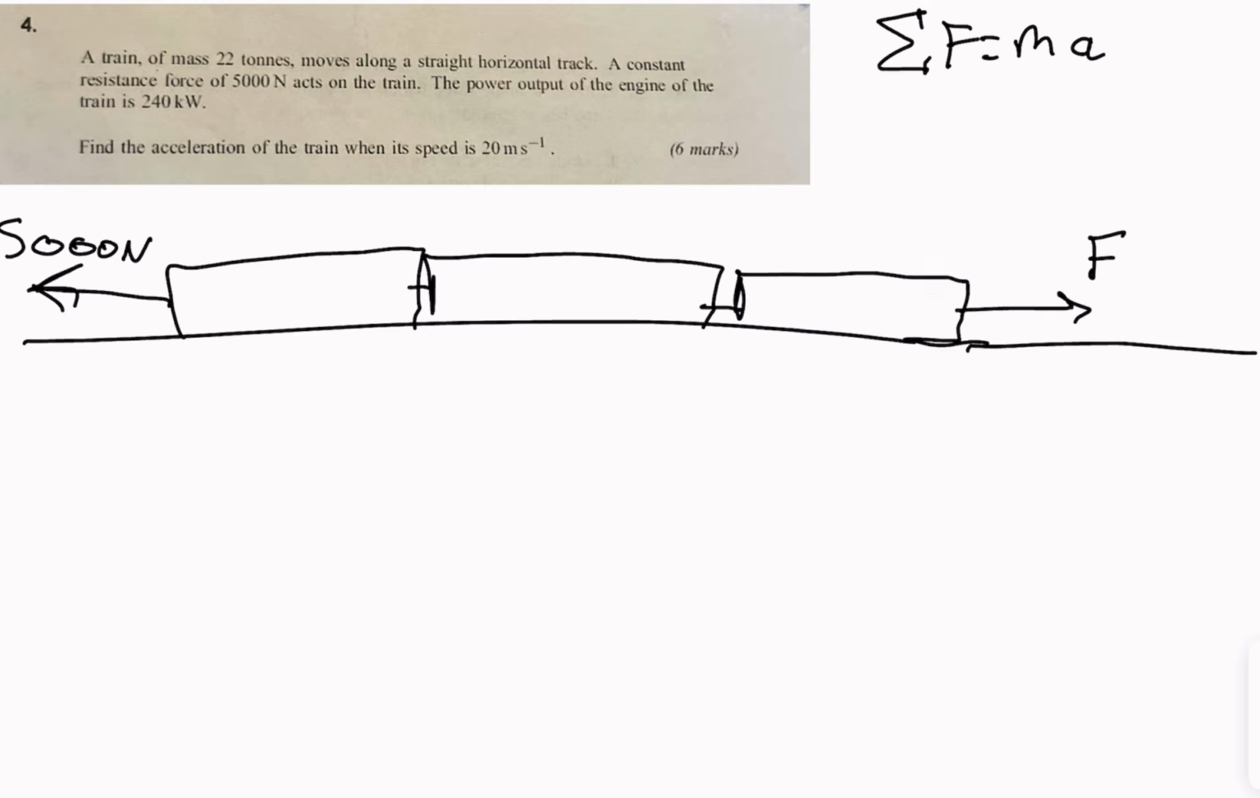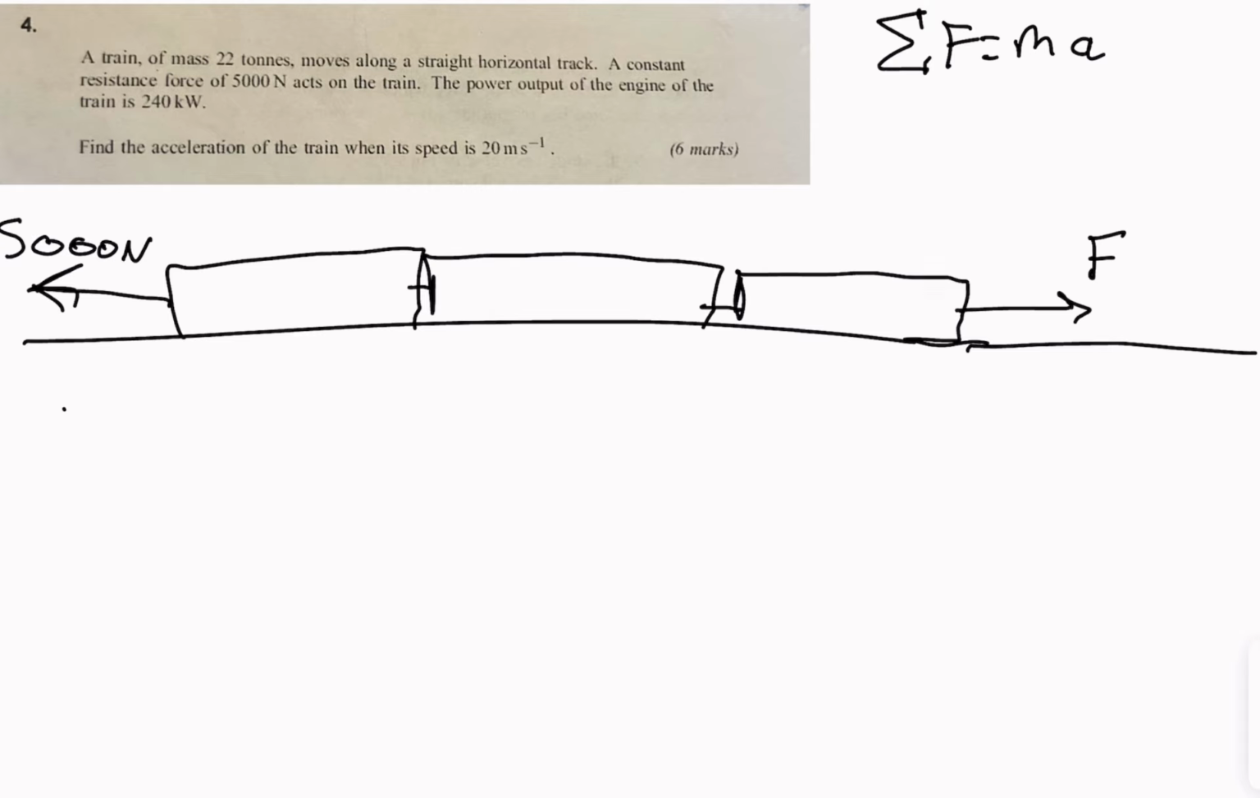Okay, so I'm going to draw a train out here so you can see what's happening. We've got a force of, let's just call it F for now, acting to the right, which is pulling the train forward, and a force of 5,000 newtons, which is acting to the left, which is trying to pull it backwards.